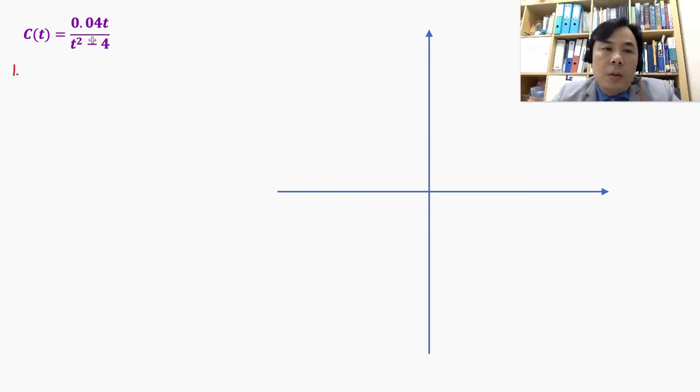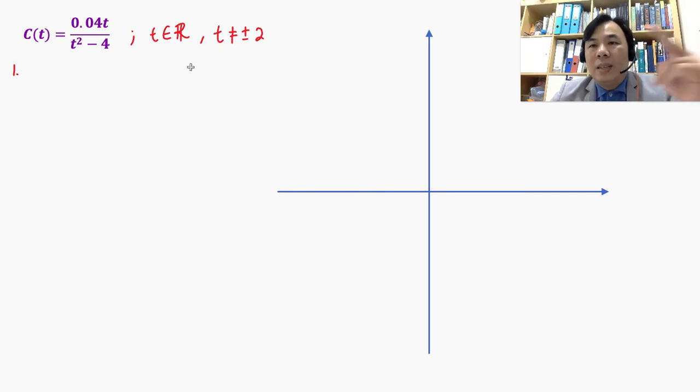Now, of course, based on these questions, t represents the time itself. So the time should be anything greater than or equal to 0, right? But for the knowledge and skill of sketching the graph itself, I'm going to use that domain where t are all real numbers. So here I'm going to make a general assumption. The t are all real numbers, of course, except t is equal to plus or minus 2.